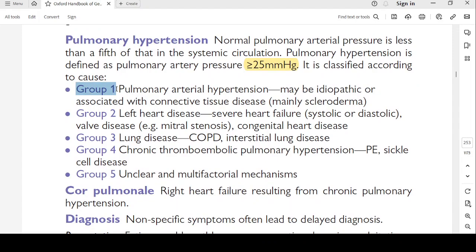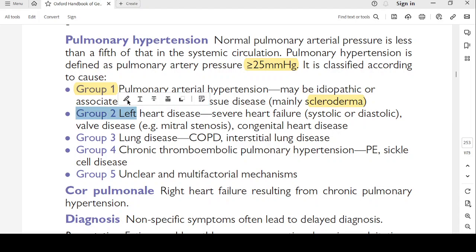First is group 1 cause. Pulmonary arterial hypertension is group 1. May be idiopathic or associated with connective tissue disease, mainly scleroderma. So these are pure pulmonary hypertension, due to either an idiopathic cause, or connective tissue disease where there's a problem with the connective tissue in the pulmonary artery, or scleroderma.